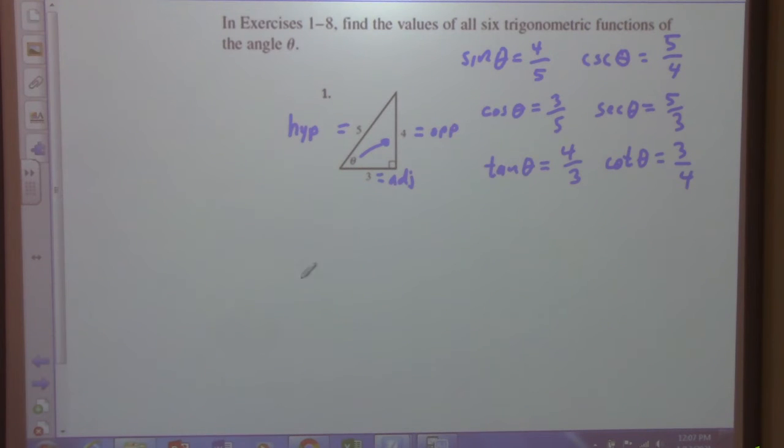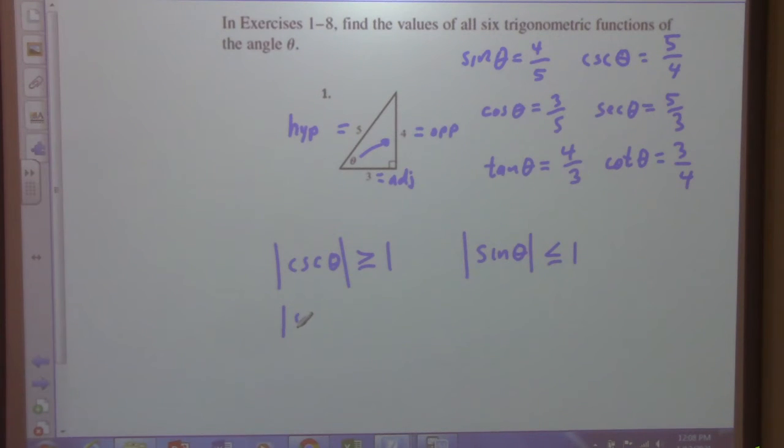Now what happens is the absolute value of cosecant theta has to be greater than or equal to 1. Okay, the absolute value of sine theta has to be less than or equal to 1. So these are always going to be greater than 1. These are always less than 1.